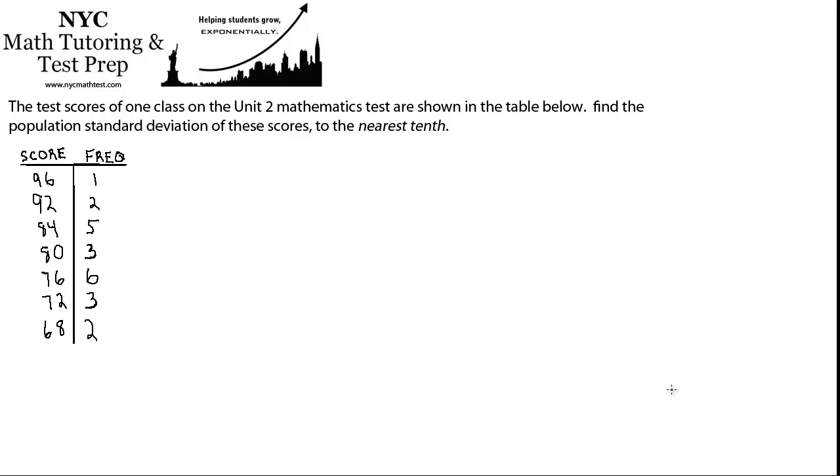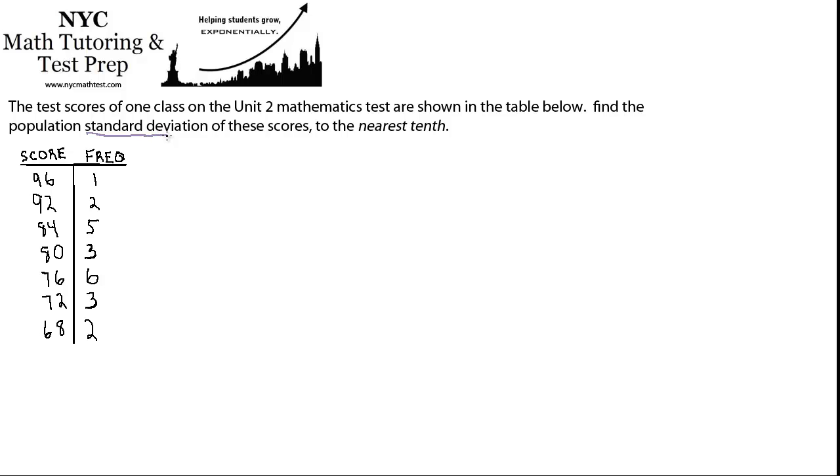The test scores of one class on the Unit 2 Mathematics test are shown in the table below. Find the population standard deviation of these scores to the nearest tenth. So I've jotted down here the scores and frequencies as they were given in the table for this problem. So they want us to find the standard deviation. That's the goal of this problem.